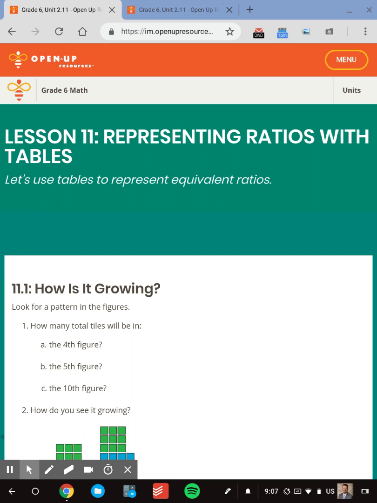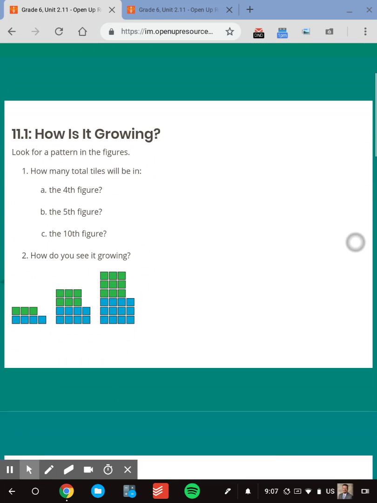lesson. So in the warm-up, we are looking at this figure that's growing, having them describe how they see it, and figuring out essentially equivalent ratios as we go through different sizes of the figures.